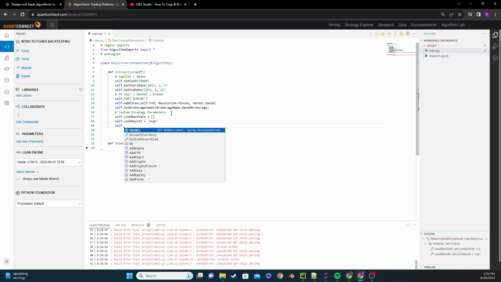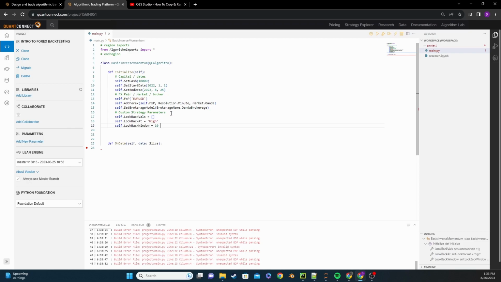And then we're also going to have a lookback window, and this is going to be 10. And the 10 is in whatever resolution we have. So we're doing minutes, so this means 10 minutes. So that means we are going to be looking back at 10 minutes of data.